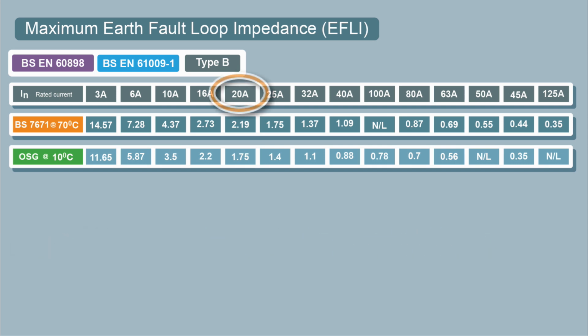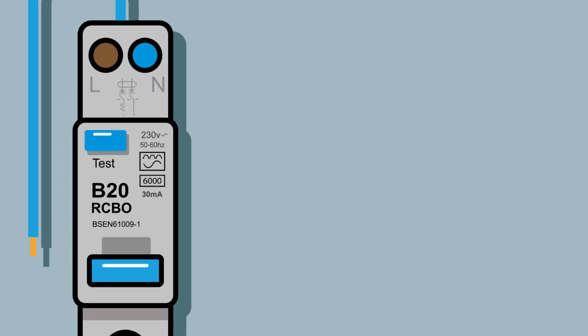So let's have a look at this 20 amp RCBO. BS 7671 tells us the maximum earth fault loop impedance is 2.19 ohms. Now, where did they get that 2.19 from? Let's have a look. Okay, so we're looking at table 41.3, type B circuit breakers. We want a 20 amp.